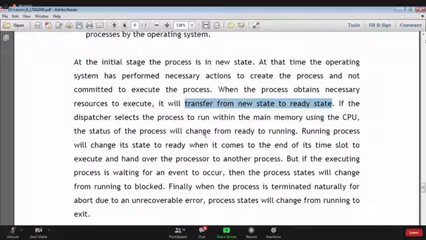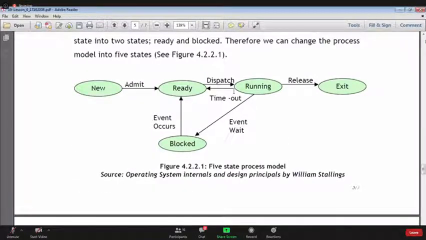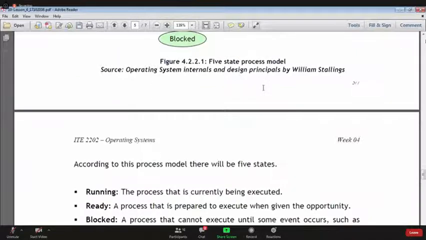If the dispatcher selects the process to run from the main memory using the CPU, the status of the process will change from ready to running. That means from here to here. The process is ready in main memory, then when you dispatch it to the CPU, it changes to the running state.